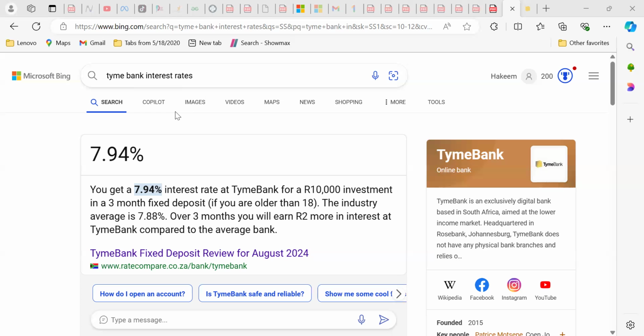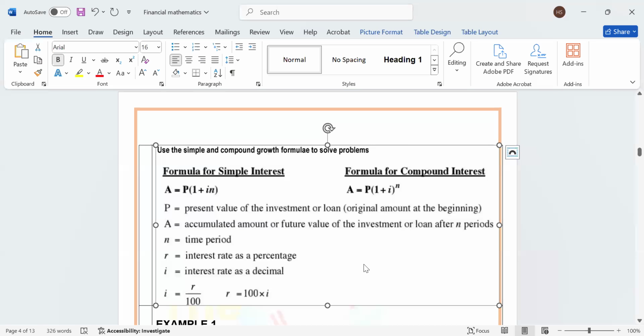But remember, now we have two types of formulas. We have the compound interest, and then we also have the simple interest. Now, why is this important here? This is going to be given in percentage. As a learner, you should be able to take it into decimal. Why do you want to do that? Look at this here. If you look at the formula that we are using, it has i, and i is the interest rate as a decimal.